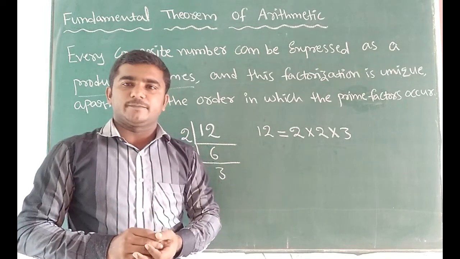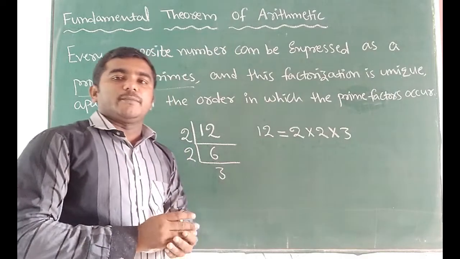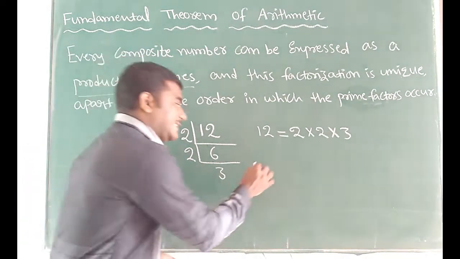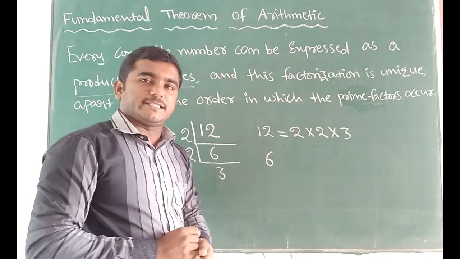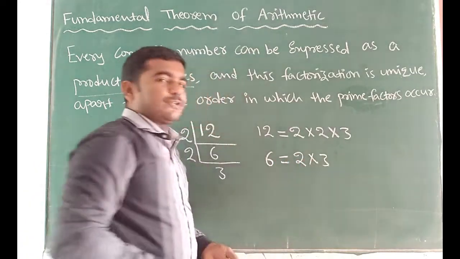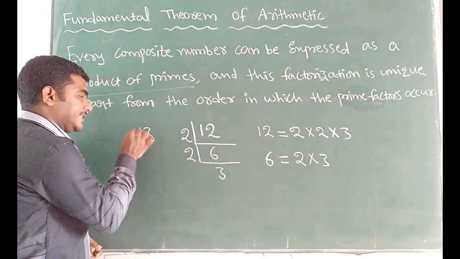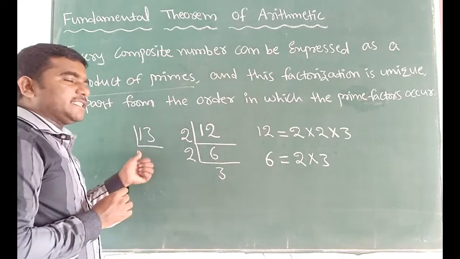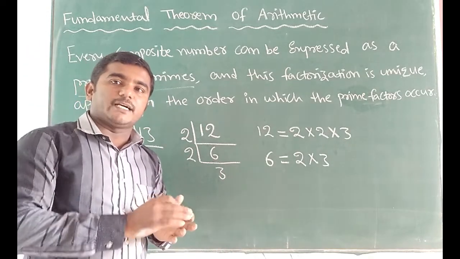You can take any number, and every composite number you can write as a product of primes. For example, if you take 6, can you write it as a product of prime numbers? Yes, 6 is equal to 2 into 3. Suppose I take the prime number 13. 13 is a prime number. This prime number we can't write as a product of primes.